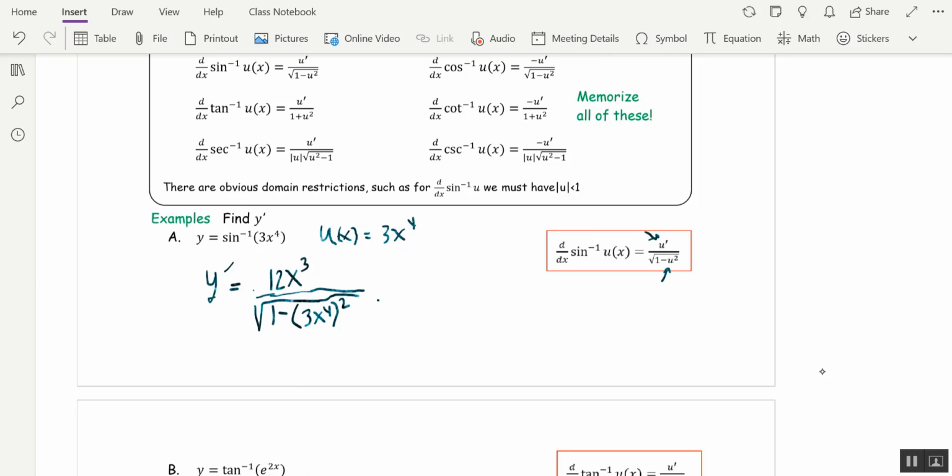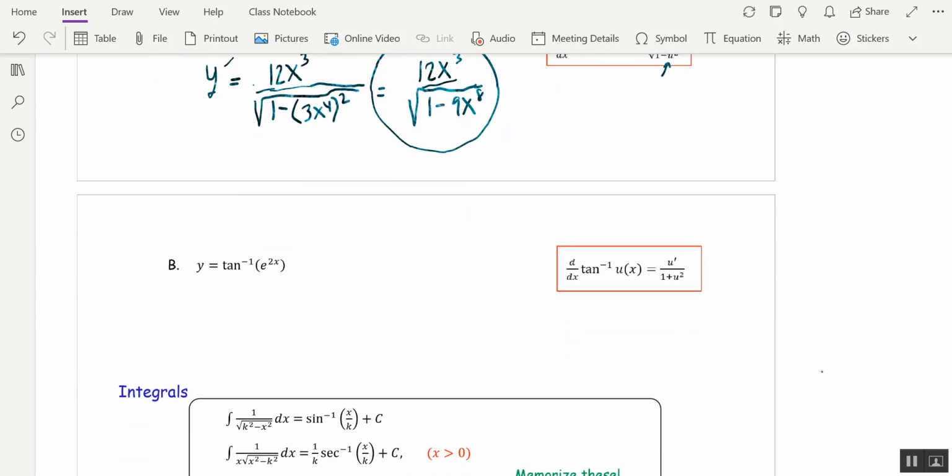Okay, and then we'll just clean that up a little. 12x cubed over the square root of 1 minus 9x to the 8. Multiply the exponents. All right, and there it is. Let's do one more. Tangent inverse, now my u is e to the 2x.